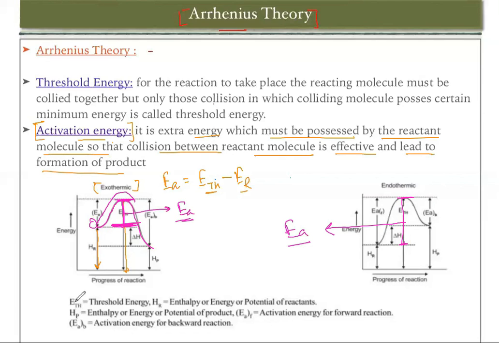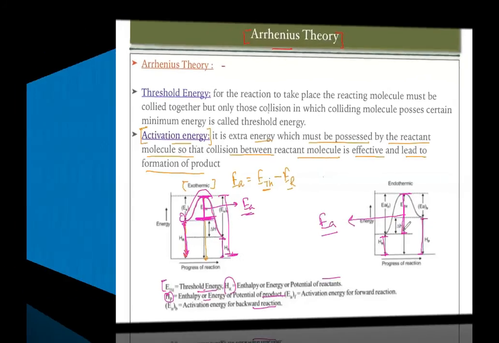The other parts are given: Eth stands for threshold energy, ER is the enthalpy of the reacting species, HP is the enthalpy of the product, and Ea stands for activation energy. Generally, just remember that from here to here is the threshold energy, and this small part is the activation energy. This is the enthalpy of the reactant, this is the enthalpy of the product. Similarly, here are the enthalpy of the reactant, the enthalpy of the product, and the activation energy, like this.